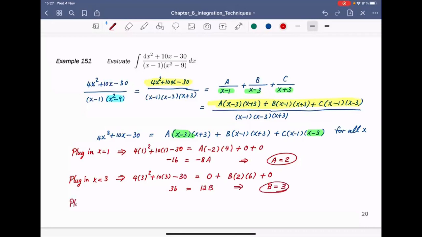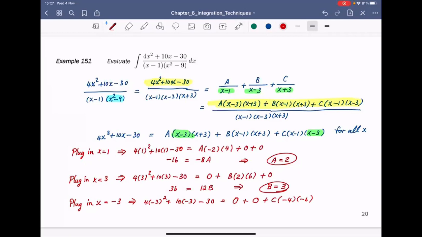So the last one, if you want to solve for C, for sure I need to plug in negative 3. Because if I plug in negative 3, the A term is going to be 0. The term with B is going to be 0 as well because I have x plus 3 there. And then the last one, I'm going to have C multiplied by negative 4 and negative 6. On the left, this is going to be a big number then, 36.